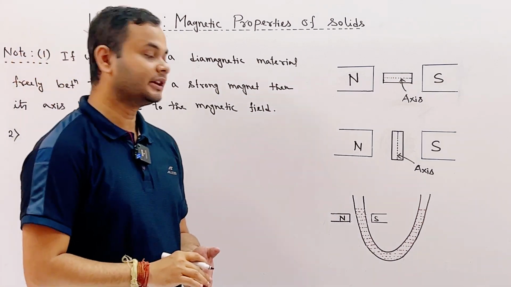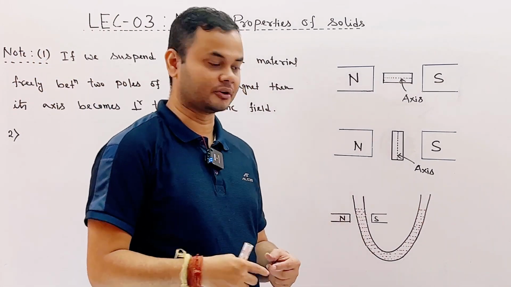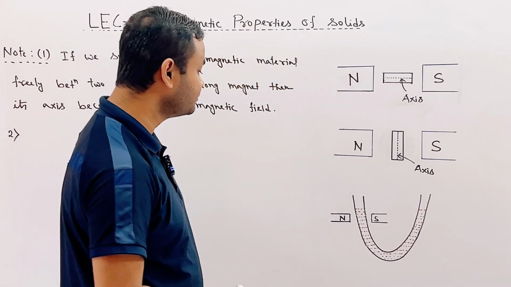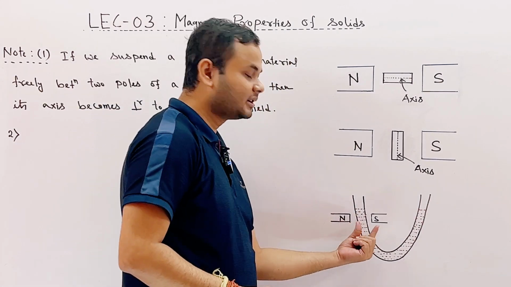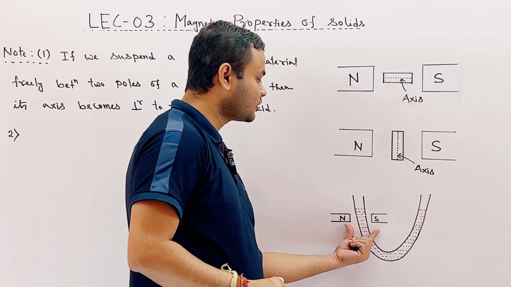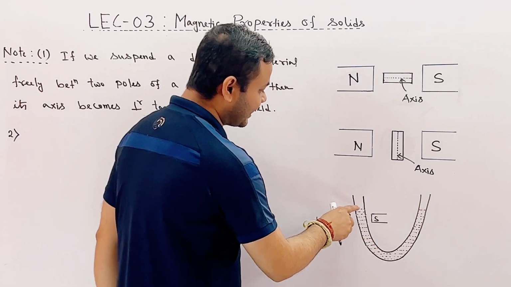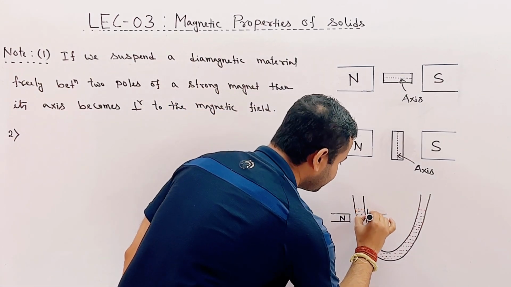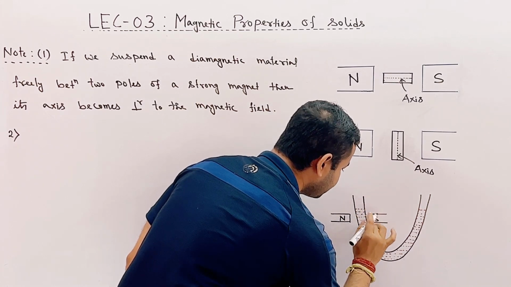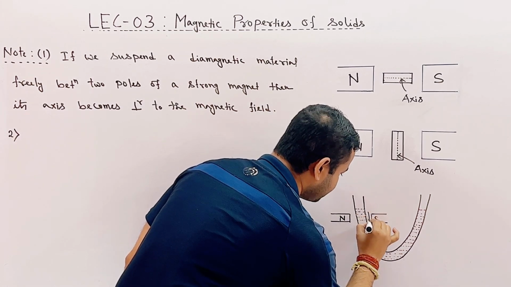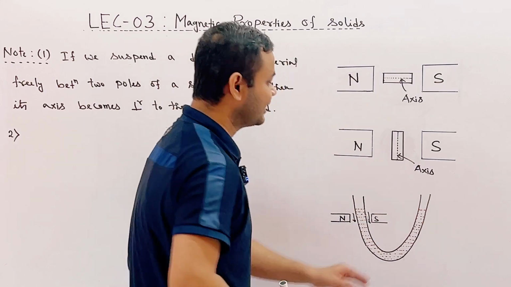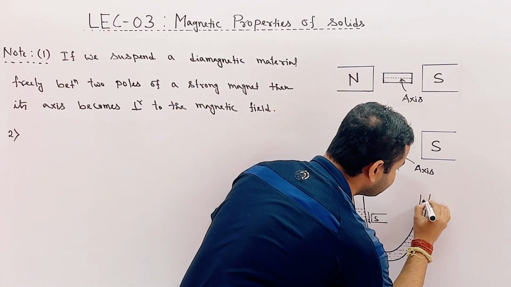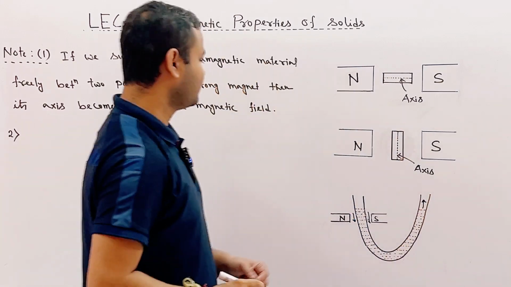Number 2. Again, if we place a diamagnetic solution or diamagnetic liquid in a U-shaped tube and one arm is placed in between two poles of a strong magnet, then level of liquid in this arm will be lowered. Okay? And level of liquid in this arm will going up. Okay? Now, let me write these points.